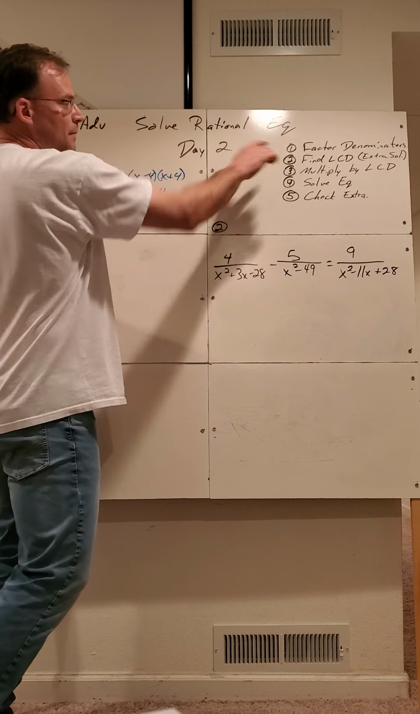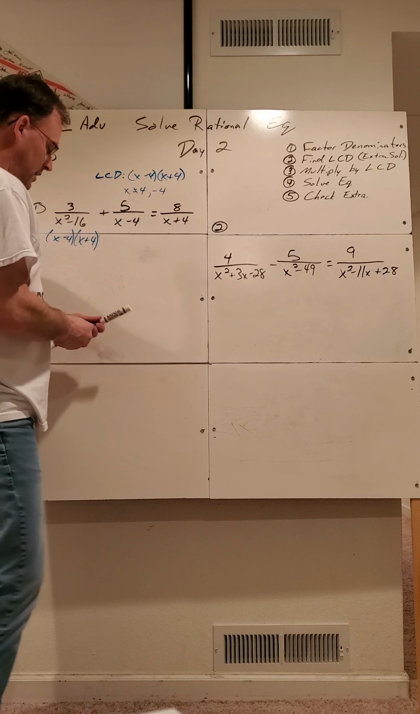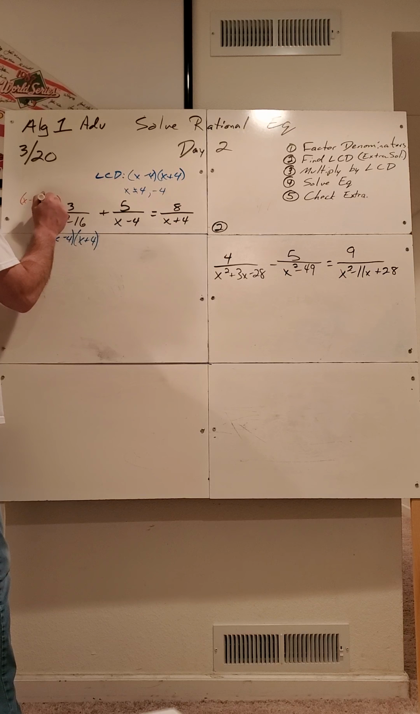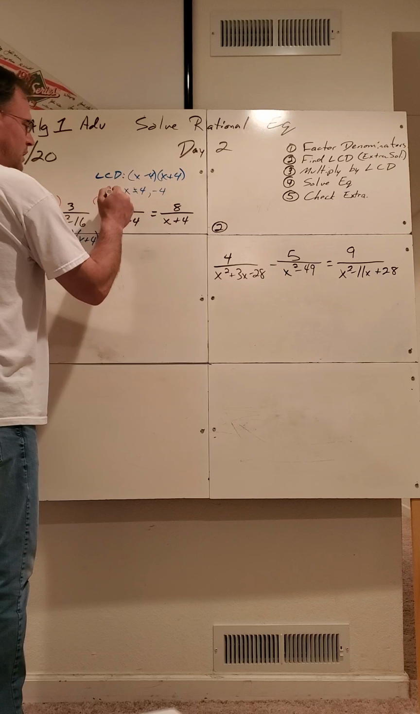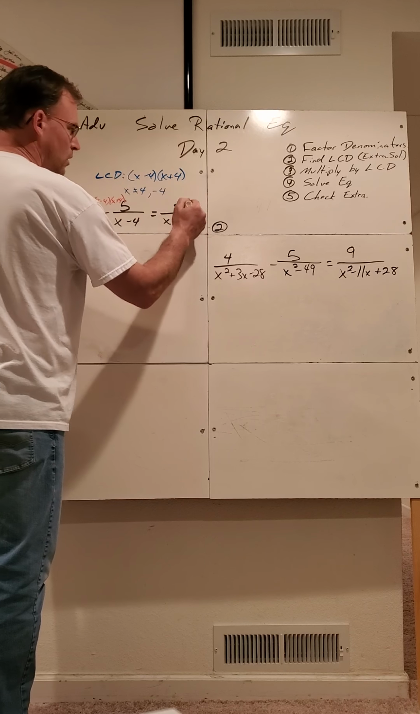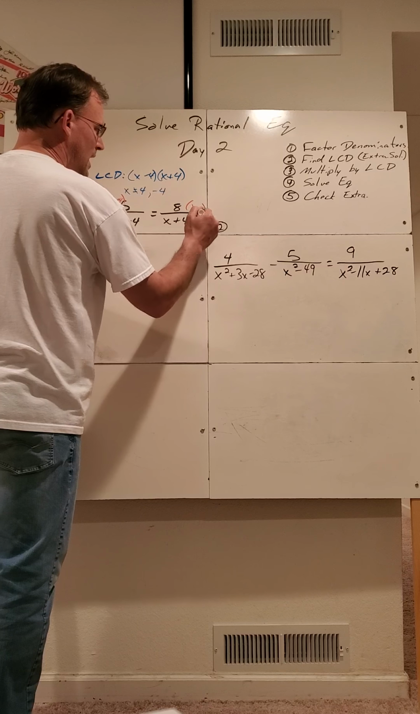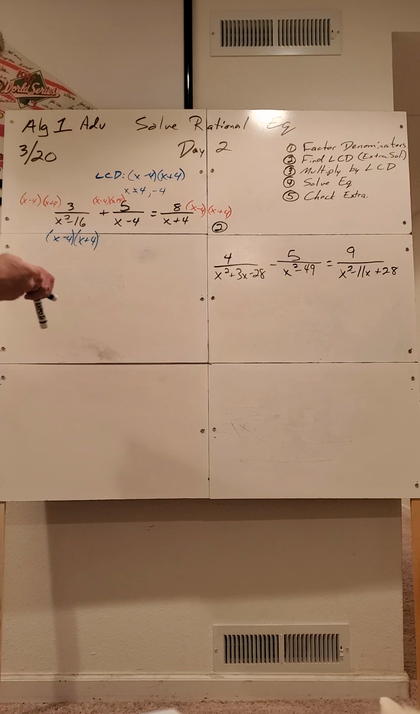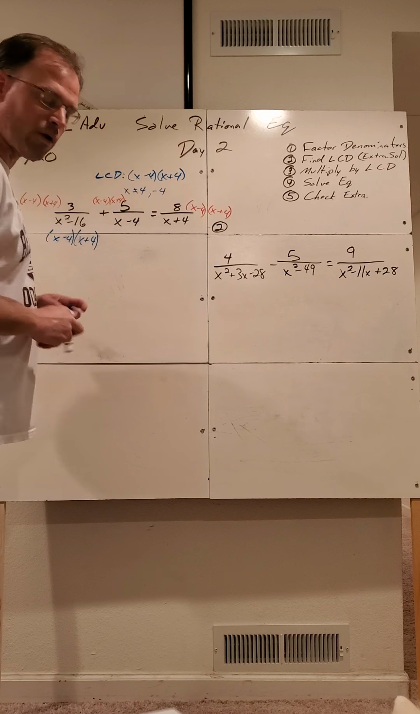All right, step 3, multiply by the LCD. So everything here, I'm going to multiply everything by x minus 4, x plus 4. Every term I have gets multiplied by my LCD. And this is where the magic happens.